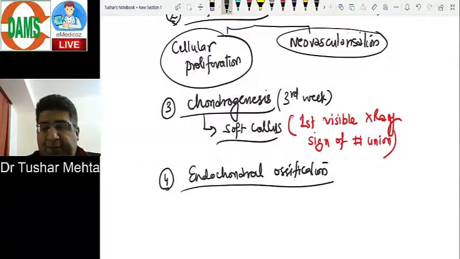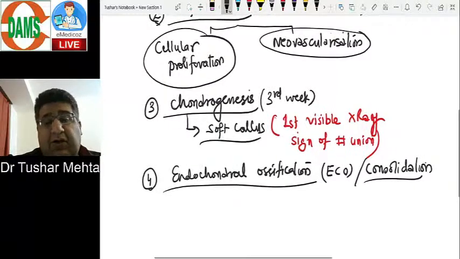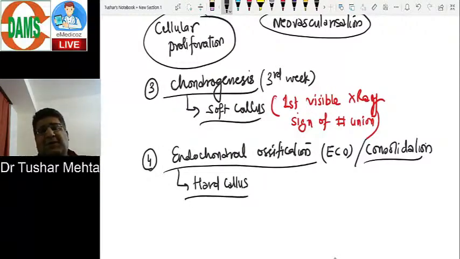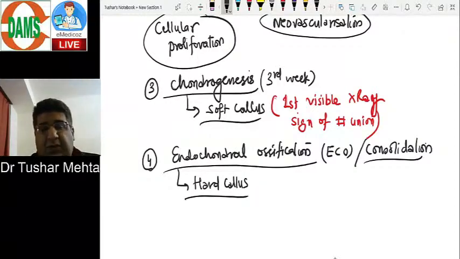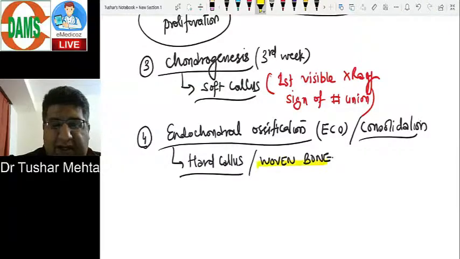So the fourth step is endochondral ossification, also called consolidation. Some of you might be doubting, why am I calling it consolidation? Because this soft callus is now going to get consolidated into what? Hard callus. And this hard callus, which will be made here, is not any soft kind of thing. It is, I would say, a kind of woven bone. If I may summarize, I would like to summarize it as a woven bone.